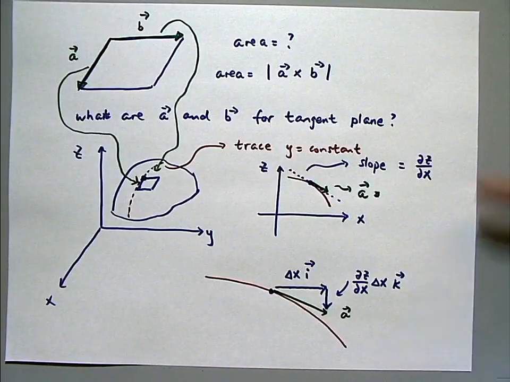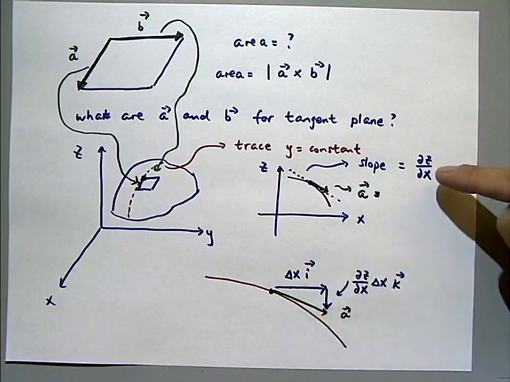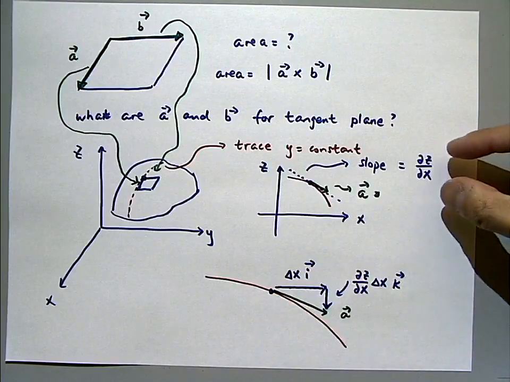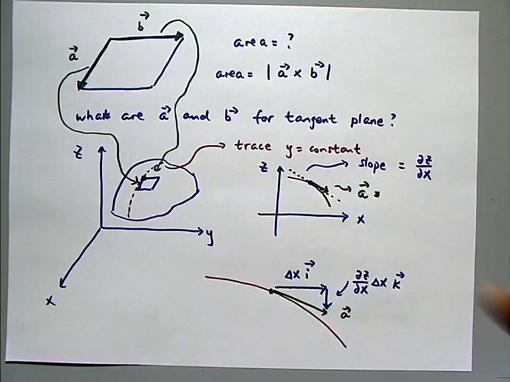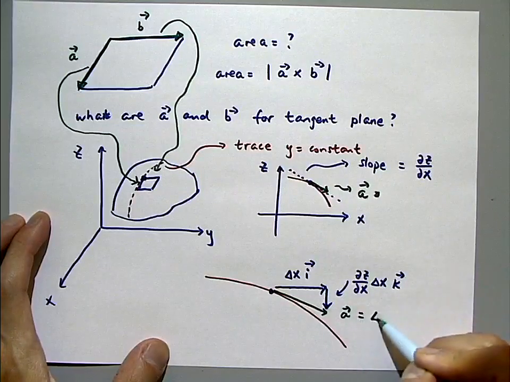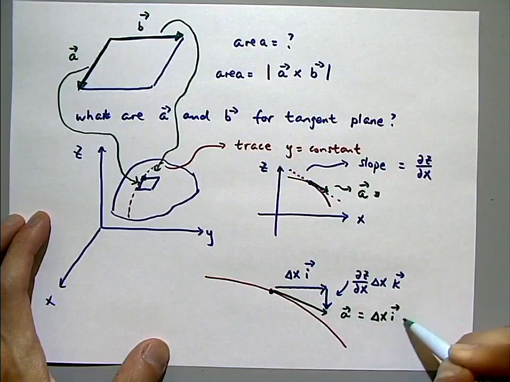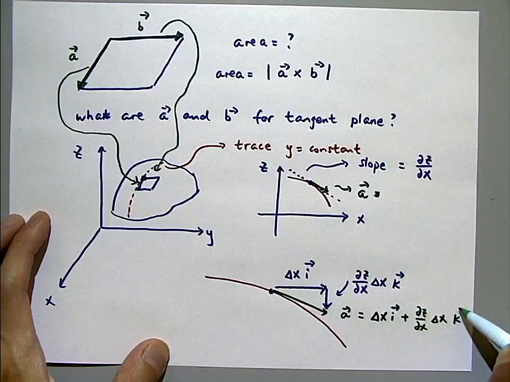And this is true because we know the slope. Slope is rise over run. If you take this divided by that, that gives you the slope. So we work from the slope backwards by inserting a vector going in the i direction and then the k direction. And the change in x, that's delta x. So what this tells us is that A is equal to delta x i plus partial z, partial x, delta x, k.